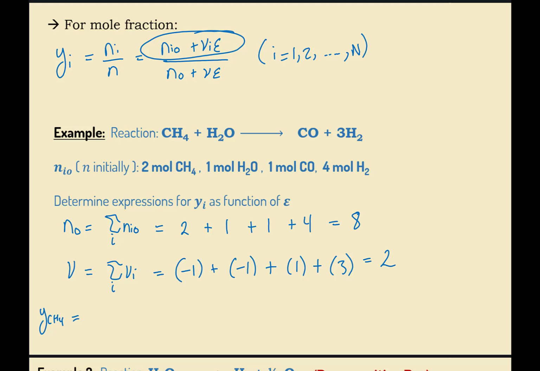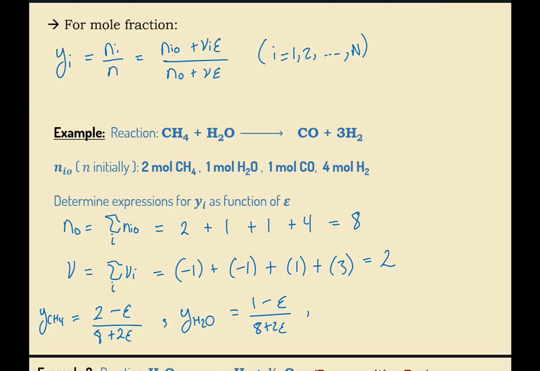What we see here, right? So what do we see there? Initial, so 2 minus epsilon, divided by 8 plus 2 epsilon. Okay? So that's pretty much it. So you do the same for all of them. So we got YH2O, we got initially 1 mole, subtract epsilon, divided by 8 plus 2 epsilon. So the denominator is going to be the same for all of them.